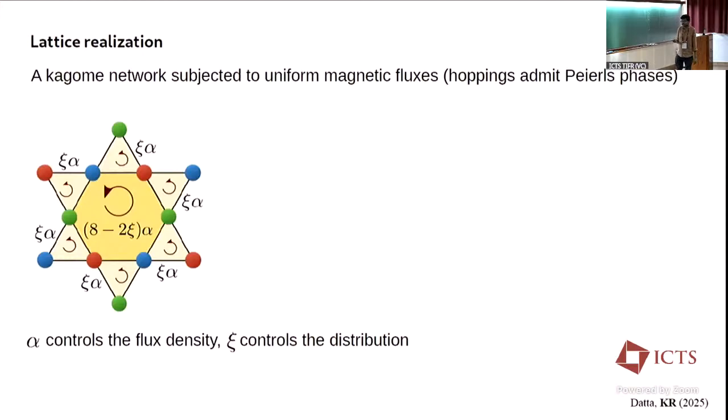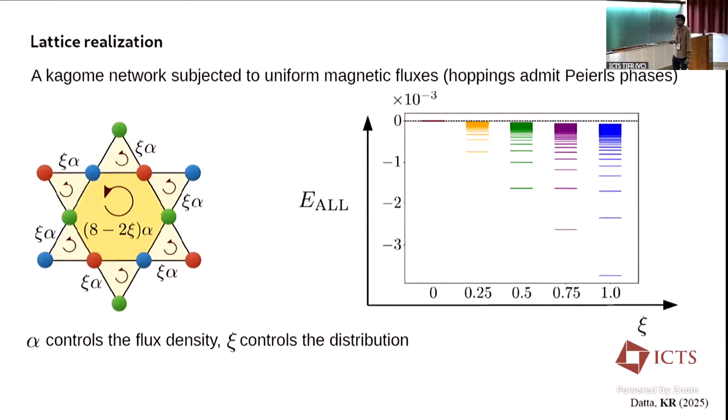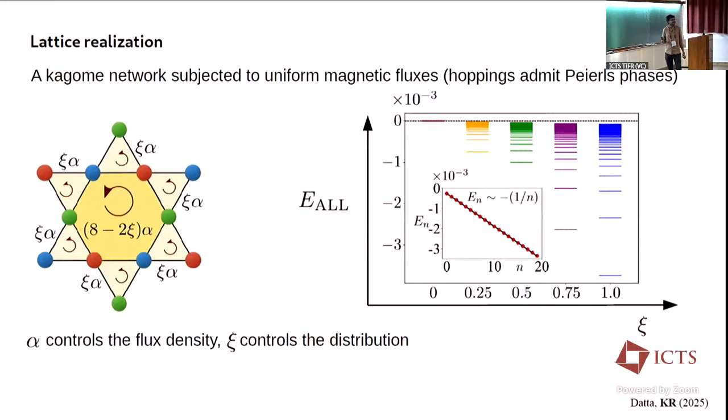With this flux distribution, you ask the question: what happens to the anomalous scaling that we got here? I'm now plotting the anomalous quantization as a function of the parameter xi. When you have xi equal to 1, that is the uniform limit, and you can see a very well-defined anomalous quantization here. This holds even when you move away from xi equal to 1. Essentially, this entire tower of anomalous Landau levels is getting collapsed.